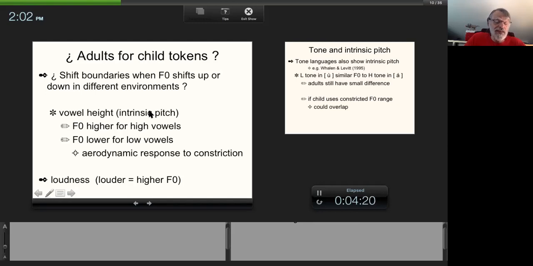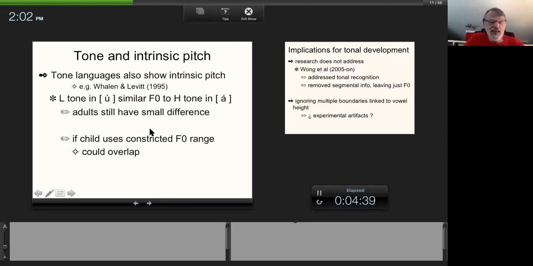Now, one thing that affects fundamental frequency is vowel height. Each vowel height has different intrinsic pitch. So high vowels tend to have a relatively high fundamental frequency. Low vowels tend to have a relatively low fundamental frequency for aerodynamic reasons. Tone languages show the same effect of intrinsic pitch. And this means that if you take a low tone in a high vowel like oo and compare it to a high tone in a low vowel like ah, the fundamental frequency is actually fairly similar.